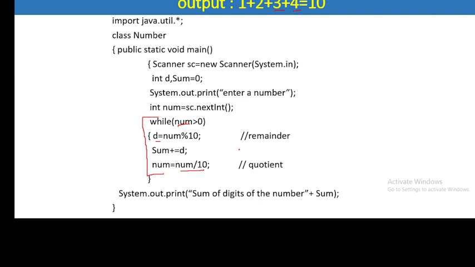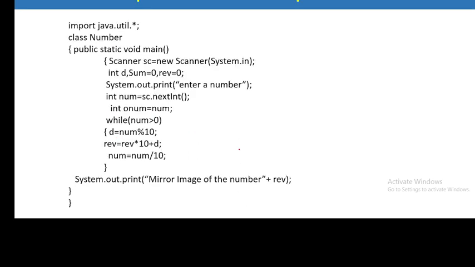This logic will be used in many programs, like the ones in the next slides we are going to discuss. Suppose you want to print the reverse of a number, meaning the mirror image of a number. If your input is 1234, then the output should be 4321. So here I have taken this variable reverse. Initially this reverse is 0, rev equals 0.